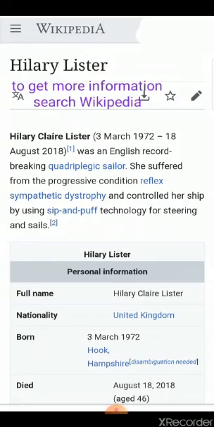Before that, to get more information about Hilary Lister, please check Wikipedia. You will get more information about her. Okay, just go through it.